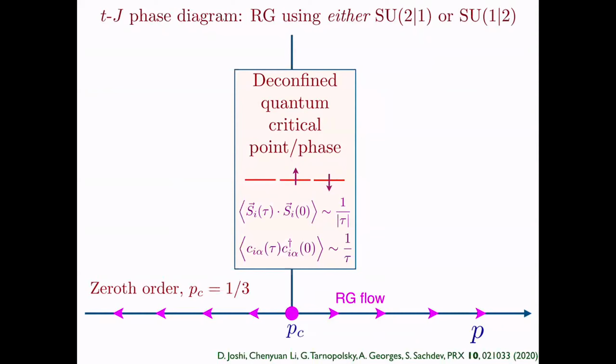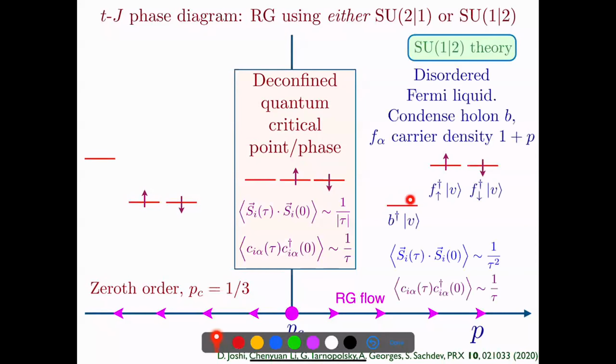Then you can ask what happens when you flow on the right-hand side. Well, on the right-hand side, this flows off to infinity, and therefore this state becomes very low in energy. So what you should do, this is the guess at this point, is you want to make the low energy state a boson and you condense it. If you condense this boson, then basically you break the gauge symmetry. It's a Higgs phase of the bosons, and these fermions become electrons. The density of these electrons is 1 + p, and you get a disordered Fermi liquid with a large Fermi surface.